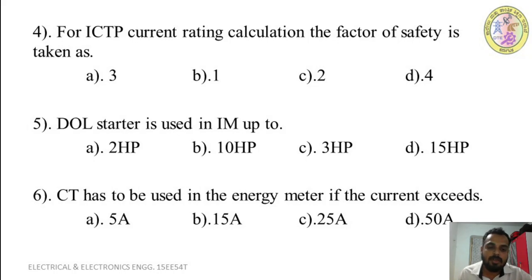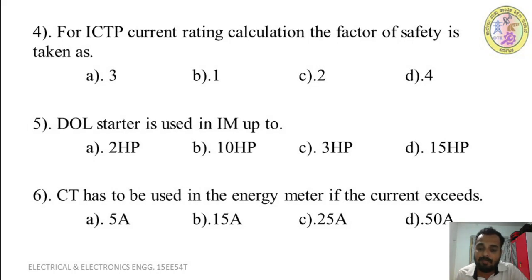Next, sixth question. CT has to be used in the energy meter if the load current exceeds... The options given: A 5 ampere, B 15 ampere, C 25 ampere, D 50 ampere. See here, what is the answer for this question? If the load of your factory exceeds how many ampere, then you have to go for CT along with the energy meter, right? What is the answer? It is option D 50 ampere.